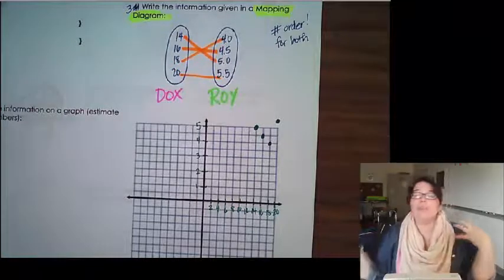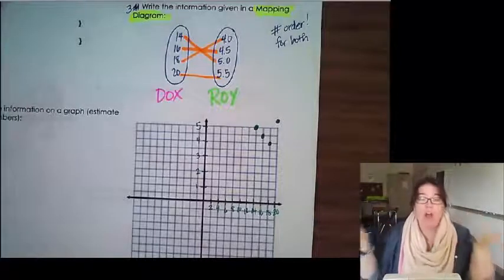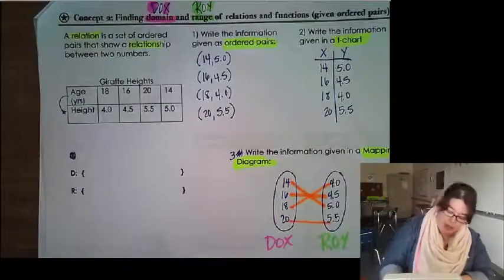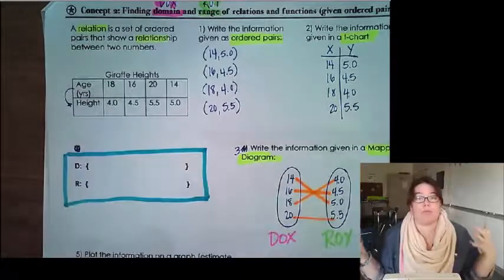Now, once you have analyzed your relationship in every possible way, you're often going to be asked to find what's called the domain and the range. Find the domain and find the range of this relationship.